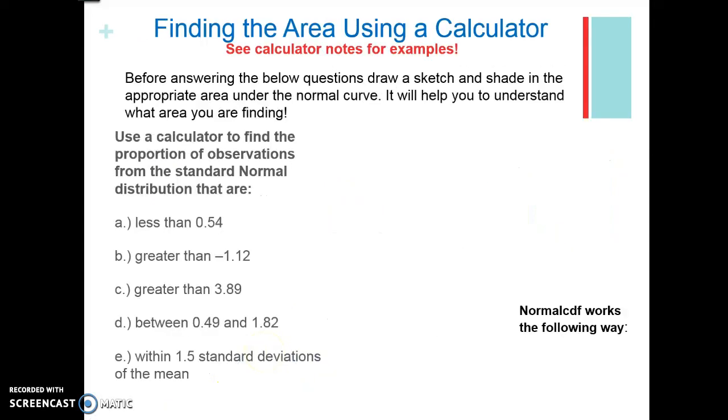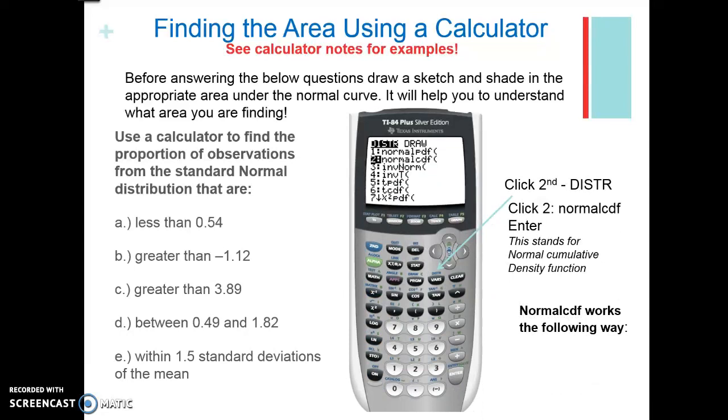I would go to the graphing calculator notes in Blackboard and get some practice using your graphing calculator. It's going to be much easier than using your table all the time. You're going to go to 2nd, Distribution, on your graphing calculator. Click normalcdf. That means cumulative distribution function. You're never going to use the PDF. You're going to type in your lower bound, your upper bound, your mean, and your standard deviation.